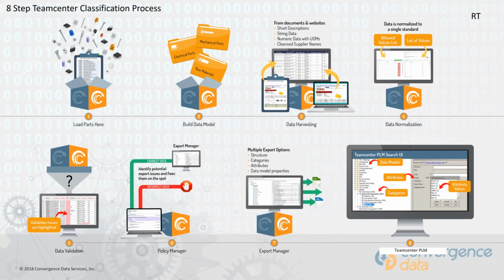Once we've harvested all that data, then we can normalize the data, especially the string attribute data. We'll create what Teamcenter calls LOV lists, which are the list of values that are allowed for a string value, and that helps us in the normalization process as well. And then we'll validate the data to make sure there's no errors in the data, so we'll run those checks. And we'll also run our policy manager to make sure there's going to be no issues with exporting the data to Teamcenter. And if there are issues, we'll fix those before we actually do that.